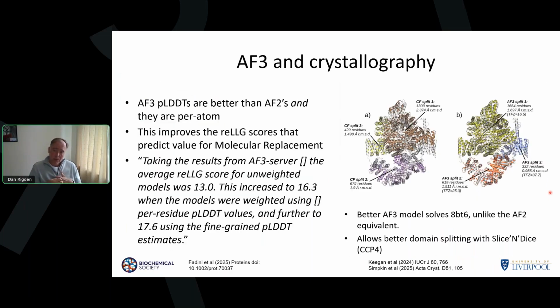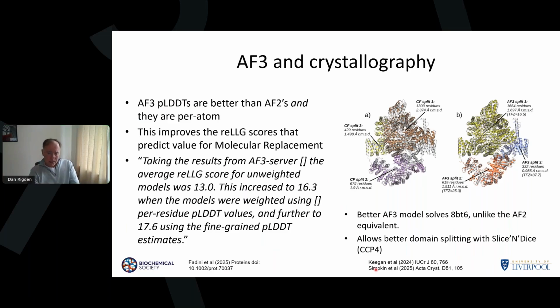Just a bit about AlphaFold 3 and similar tools versus structural biology. For a long time, people have been using AlphaFold models routinely for molecular replacement. That's all perfectly standard. The only couple of things I wanted to say here are that in AlphaFold 3, the pLDDTs, these quality measurements, are now per atom. So each individual atom will get a pLDDT rather than a residue. And this does actually improve the performance of these models in molecular replacement. So there's a clear reason to consider using AlphaFold 3 instead of AlphaFold 2 for molecular replacement.